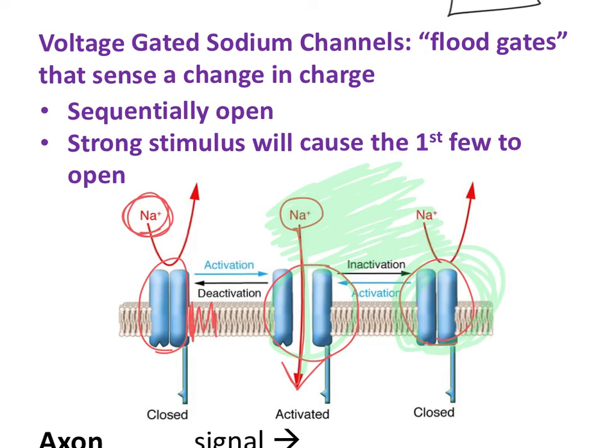So that is what I mean by they sequentially open. When one opens, its neighbor opens, its neighbor opens, its neighbor opens. It's a domino effect that sends an opening sequence of channels down the length of the axon.